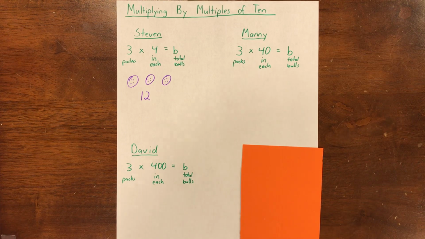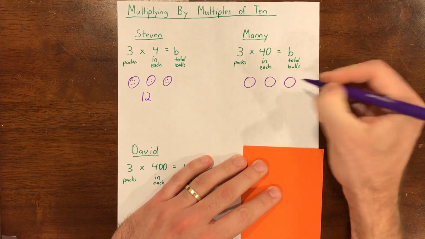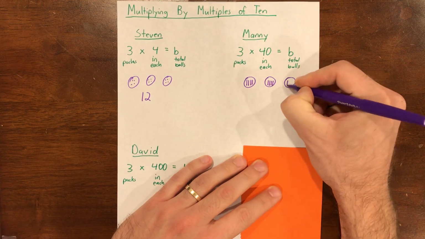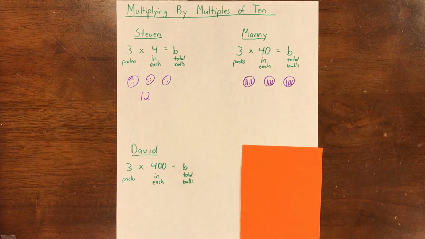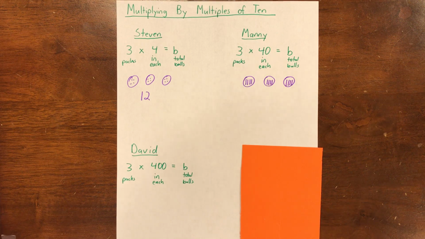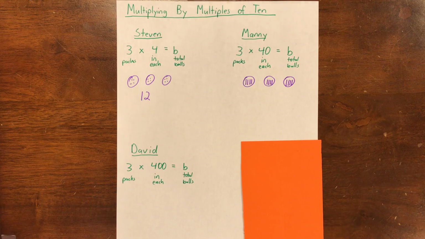Okay, how about Manny? How can we solve that number sentence? Say it out loud. Right, so 3 groups again, but we need 4 tens in each group. So my question is, why do we need 4 tens in each group? Say it out loud. Yeah, 4 tens is 40, right? And in the story, Manny had 40 tennis balls in each package he was buying.